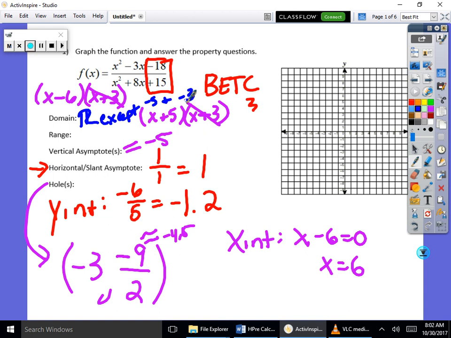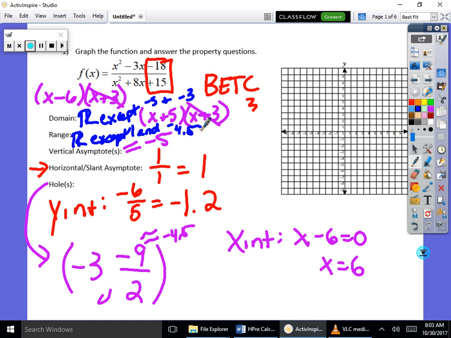Okay, my range. My range is going to be everything except for my horizontal asymptote. So it's going to be all reals except 1. Okay? The range, what is range? X or Y? Y. Okay, so, oh, sorry. No, except for 1 and the other part of the hole. So except for 1 and negative 4.5. Okay, so, yes? Yes.